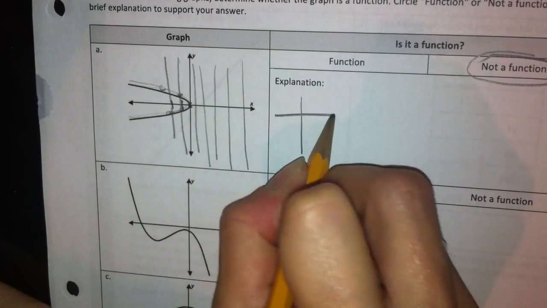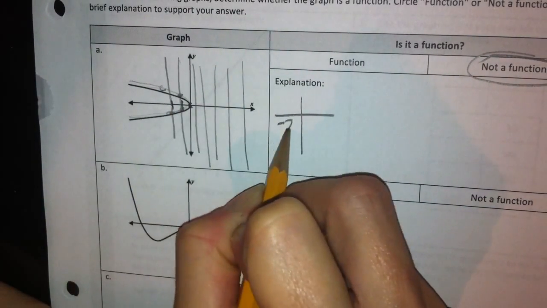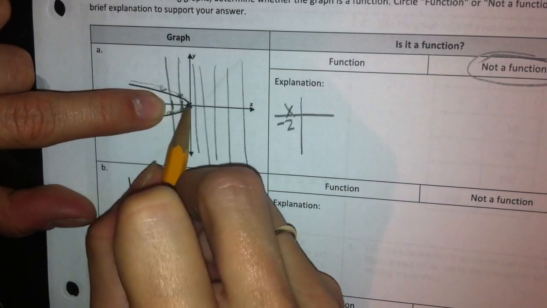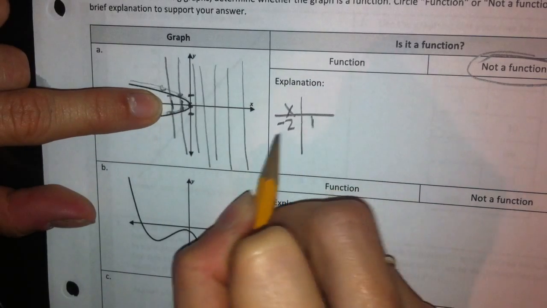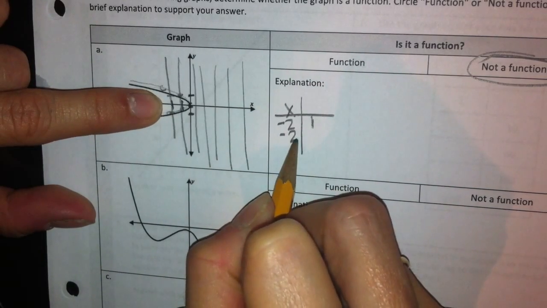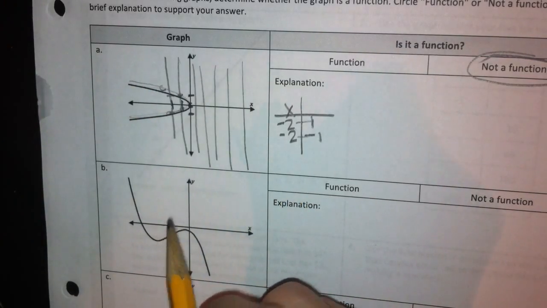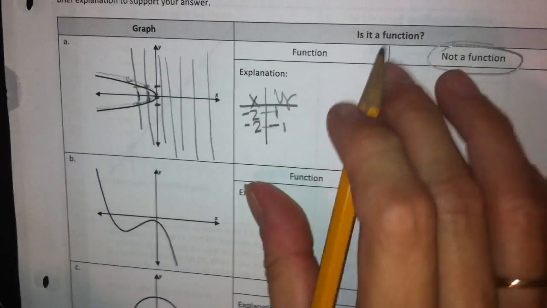Okay? And if I had to make an XY table and I said, well, X is -1, -2, what's Y when X is -2? Well, let's say that this is 1 and 1. It could either be 1 or it could be -1. I can't have that repeating going on for the X and Y table. So it's not a function.